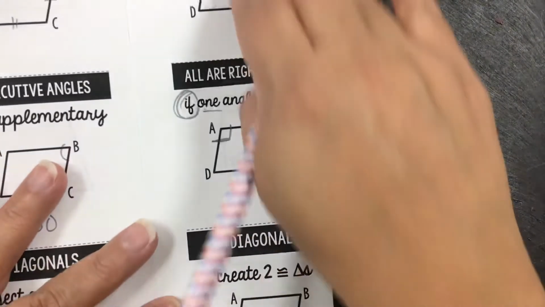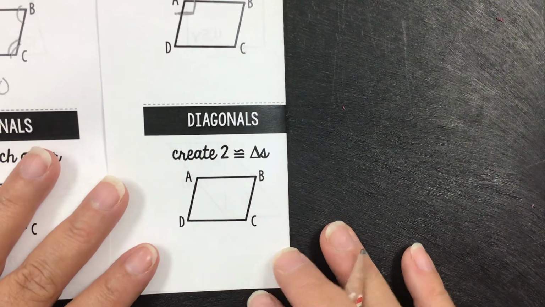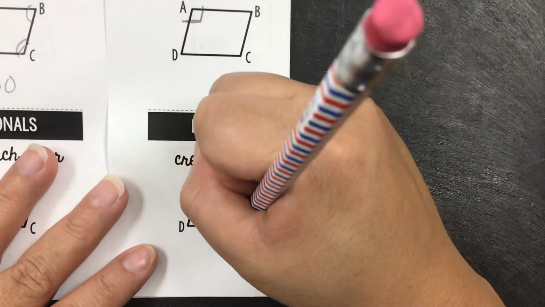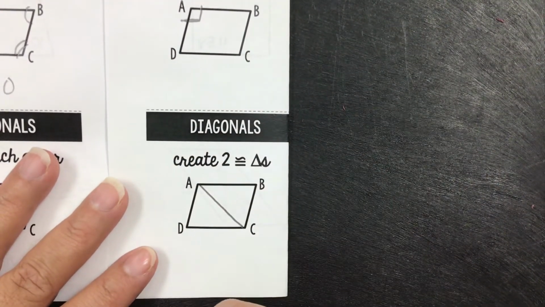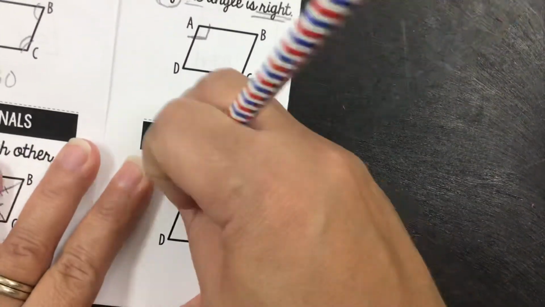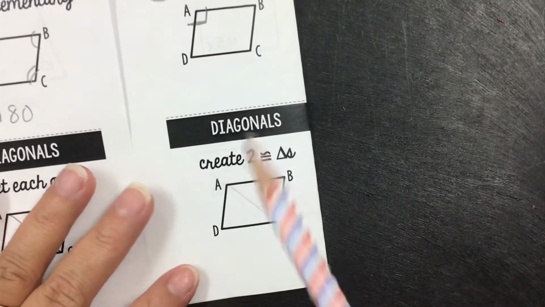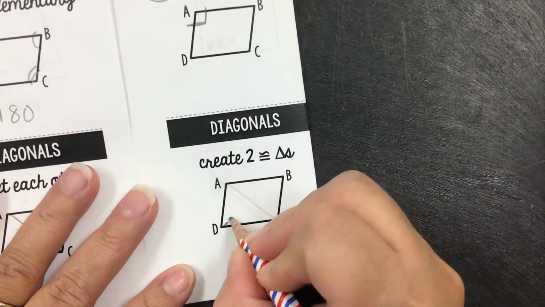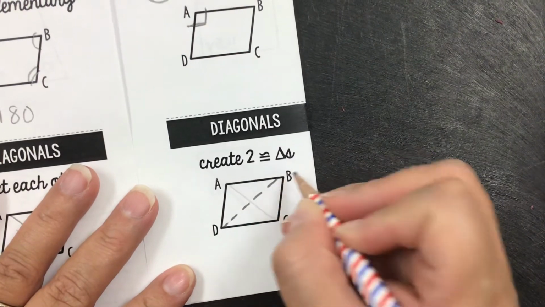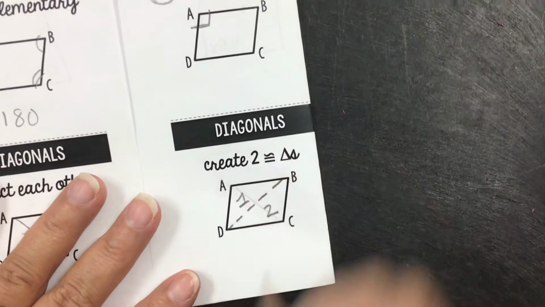And then in the last section, we have the diagonals make two congruent triangles. So these two are equal to each other. And I'm going to erase this because it's hard to understand once both lines are on there. But these two triangles are also equal to each other. So I'm going to call this one 1 and this one 2.